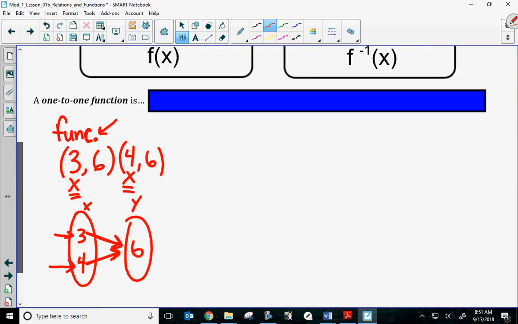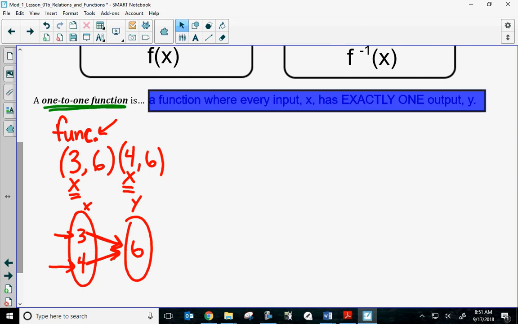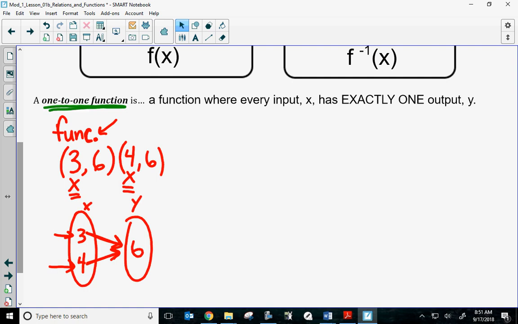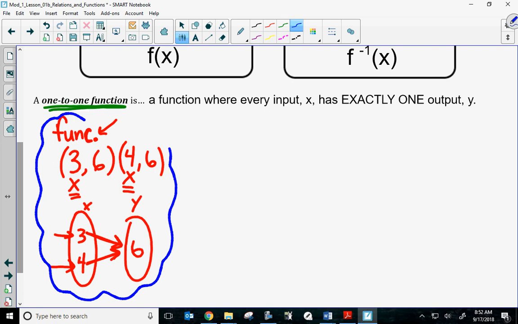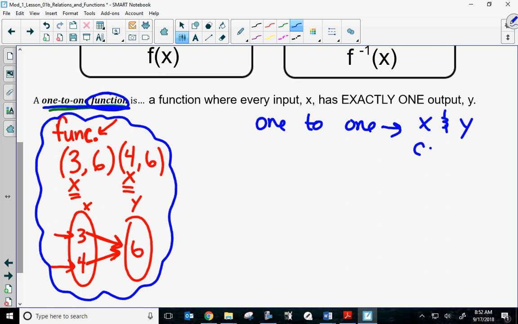Now, what about this one-to-one function? Okay, my one-to-one function is a function where every input x has exactly one output y. So a lot of students might get confused here. They'll say, well, isn't that a function? First of all, if something's a one-to-one function, yes, it has to be a function. But let me explain to you the difference. If it's 1 to 1, then the x and the y both cannot repeat.